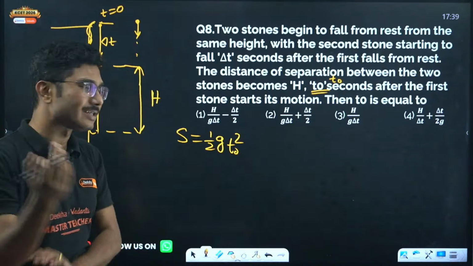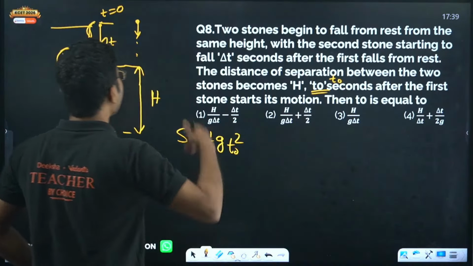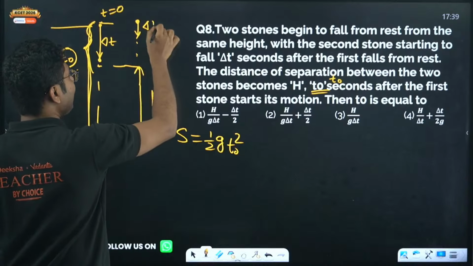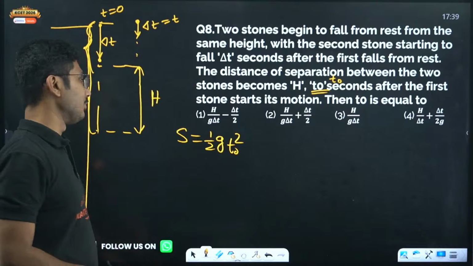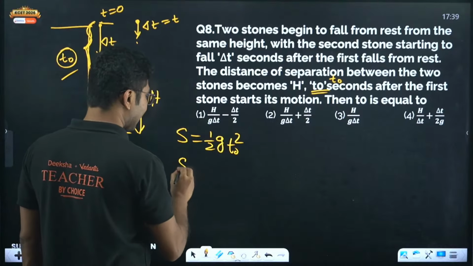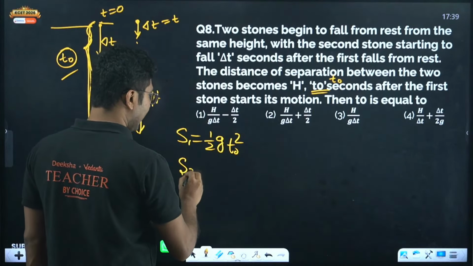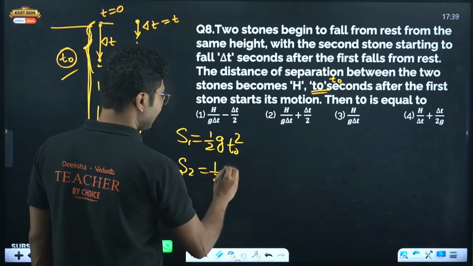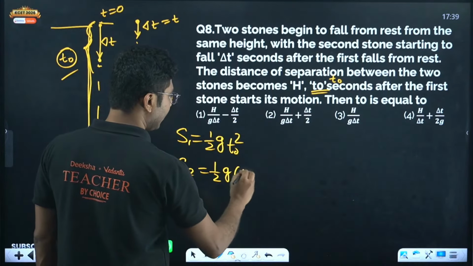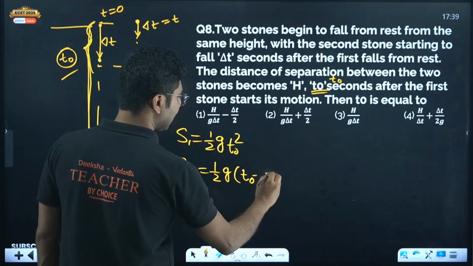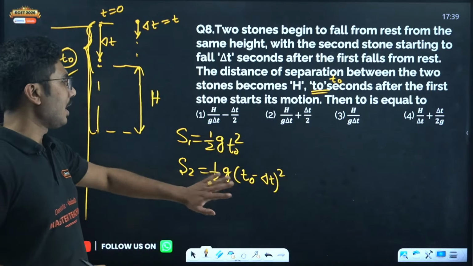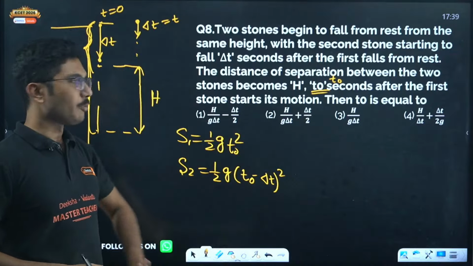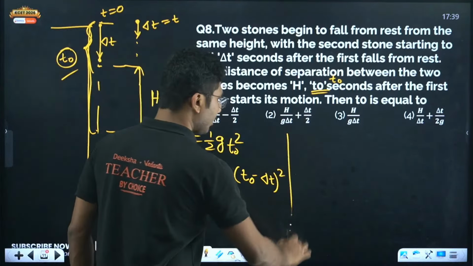What about the second stone? The second stone starts at t equals delta t, so it is not starting at t equals 0. So the distance traveled by the second stone, say this is S1, S2 will again be half g, but here it will be t naught minus delta t whole square. Okay, your problem is solved. As long as you have achieved this part, your problem is solved. Now you just have to reorganize it.